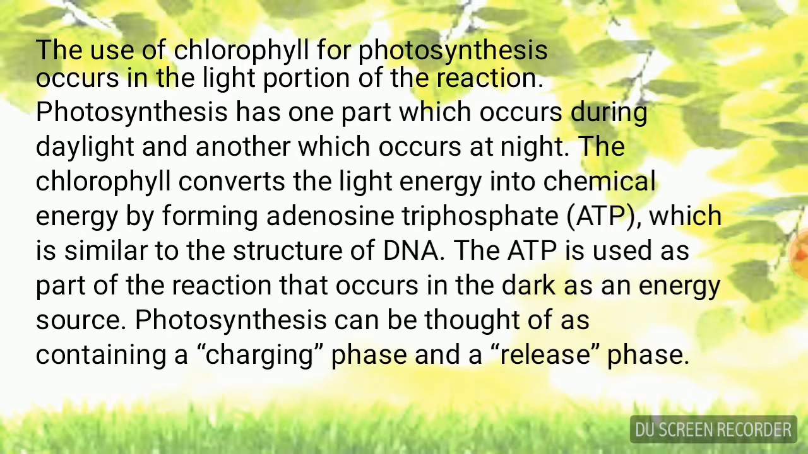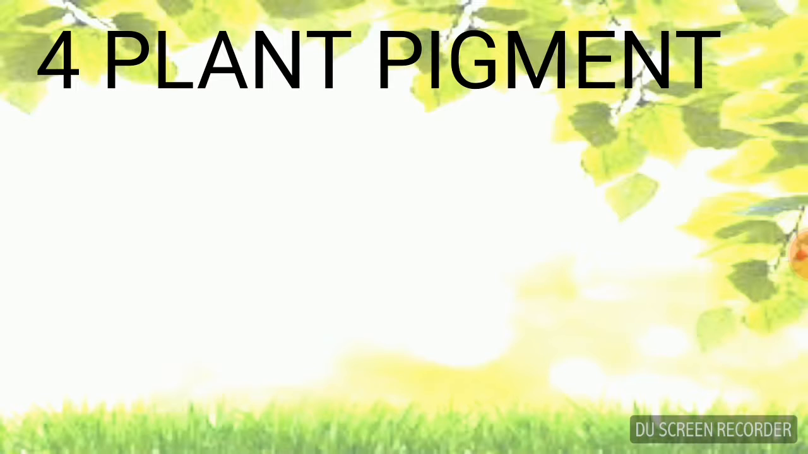The chlorophyll converts the light energy into chemical energy by forming adenosine triphosphate or ATP, which is similar to the structure of DNA. The ATP is used as part of the reaction that occurs in the dark as an energy source. Photosynthesis can be thought of as containing a charging phase and a release phase.